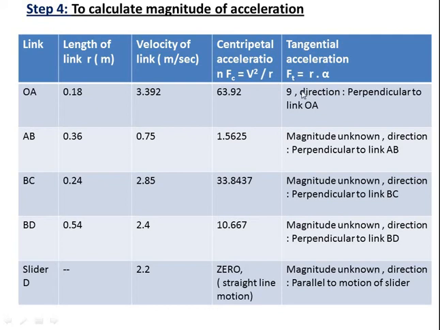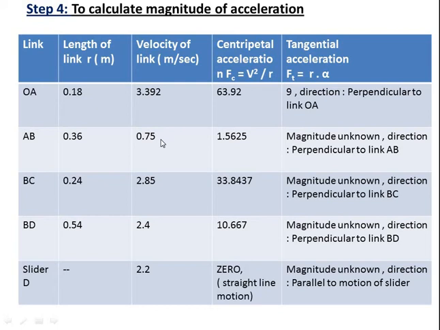And its tangential acceleration is equal to r into alpha, where alpha is given in the question and r is the length of the link. After calculating this, it is giving 9. That is the tangential acceleration in meter per second square. And the direction of tangential acceleration is perpendicular to the link. See, for this case, alpha is given. That's why crank will have centripetal as well as tangential acceleration. If alpha is not given, then this will be equal to 0. In that case, crank will have only centripetal acceleration.